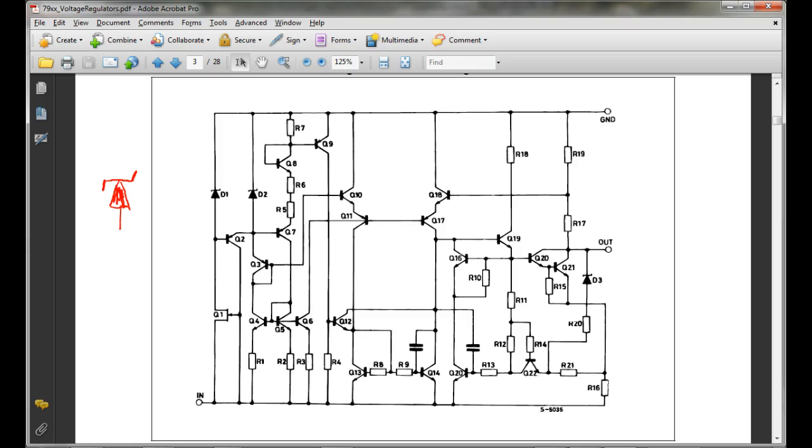So the one that they talk about is the LM7805. The 7800 series is positive regulators, and the 7900 series are negative regulators.